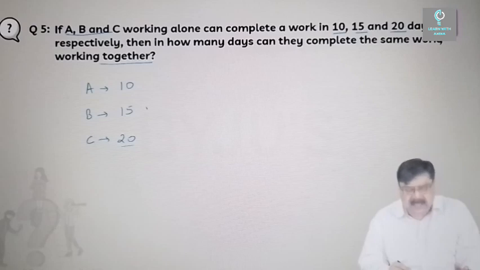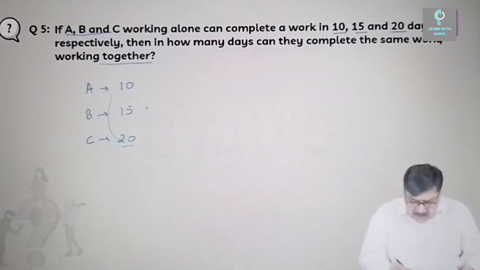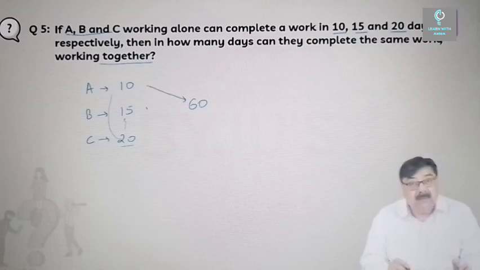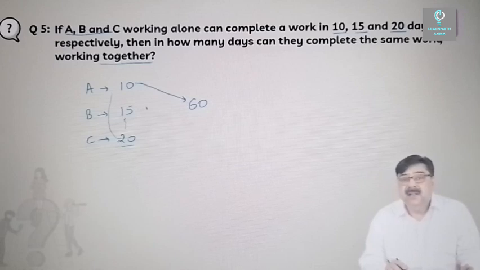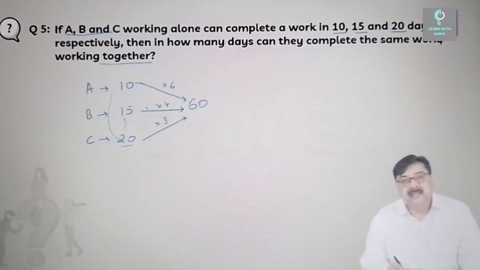We are not bothered about 10 here because anyhow 20 is divisible by 10. So any number which is divisible by 20 will be divisible by 10 also. So we should only be bothered about 15 and 20. We will find their LCM, which works out to be 60 here. Now, what are the multipliers? The multipliers represent the units of work done individually by each person in a day. So 10 into 6, 15 into 4 is 60 and then 20 into 3 is 60.